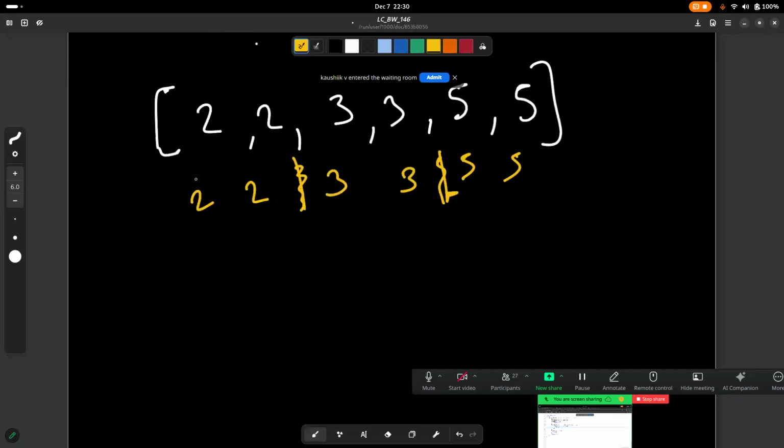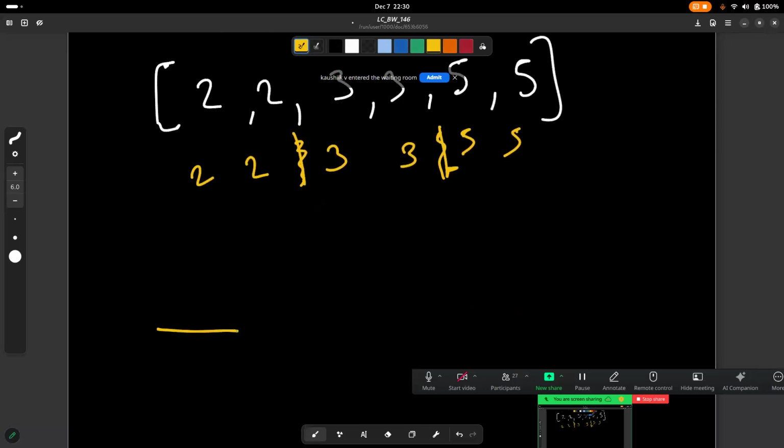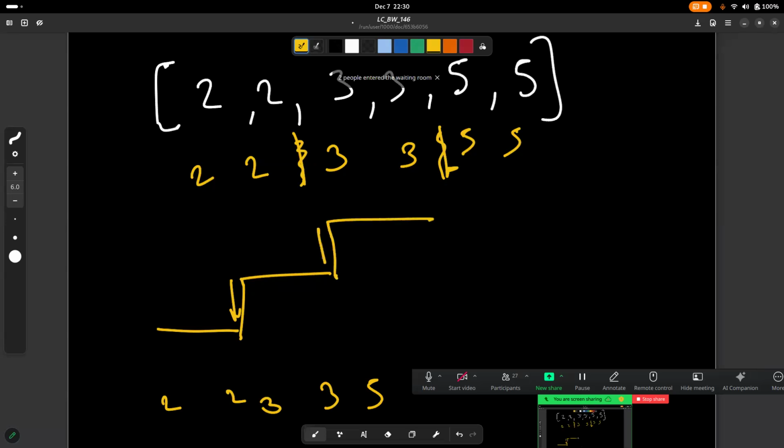I start at 2, 2. My next element is 3. Okay, my level has changed, so I have to do one operation to bring down this level in some part of my process. Then my level remains 3, and then my level becomes 5. So I need to do one more operation to bring down this level to that level, and then I can bring down this whole level to the smallest level, and so on and so forth.